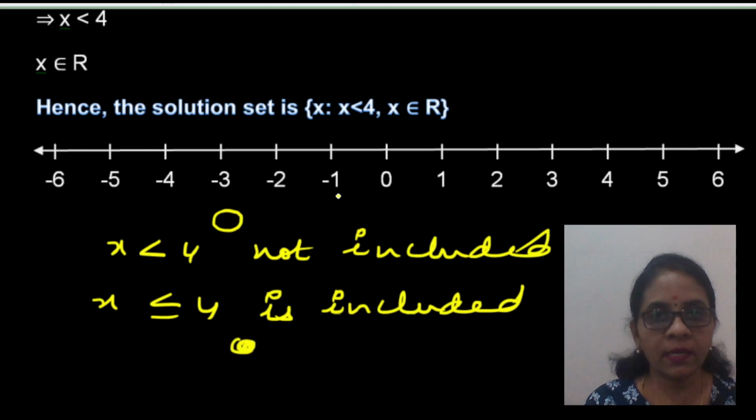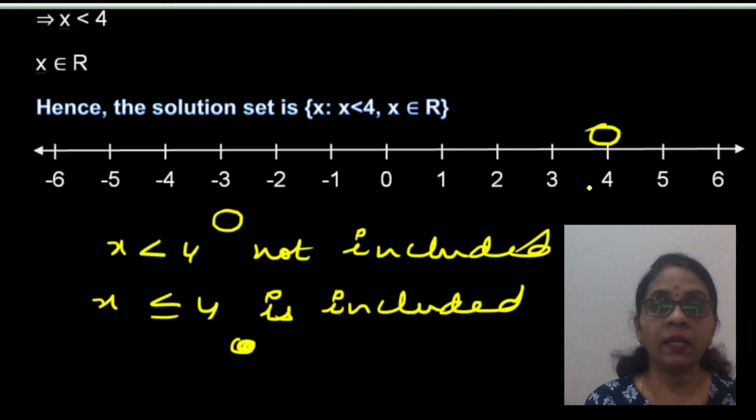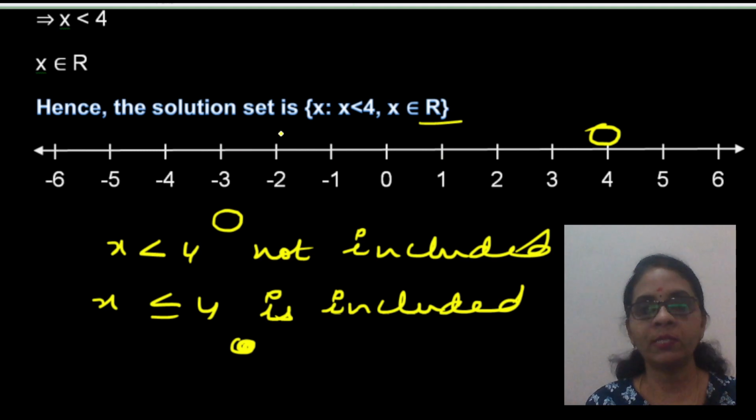Now, in this particular case, is 4 included or not included? It is not included, so it is a hollow circle on 4. And as we have discussed, these are real numbers, so you have all possible values in this. Between 3 and 4 you have them, between 0 and 1 you have them, between 5 and 6 you have them, and beyond -6 also there exist all possible values which satisfy this solution set.